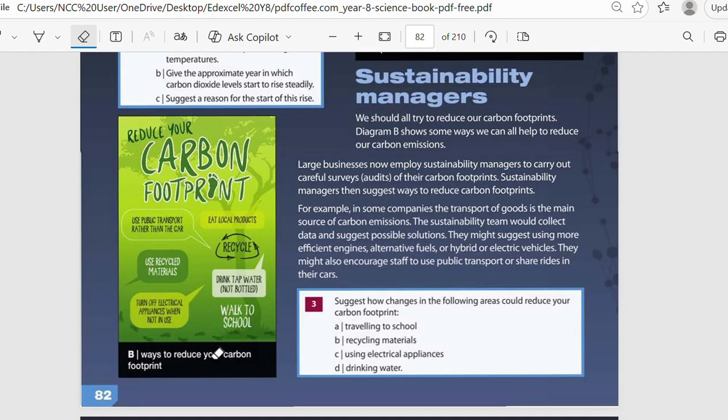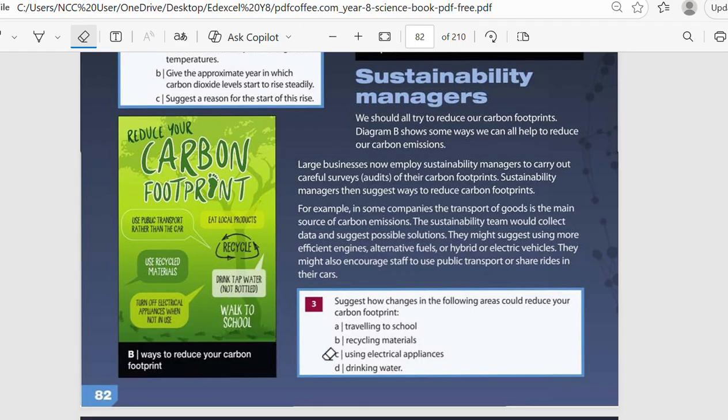Now in this diagram, in this poster, they have mentioned how to reduce your carbon footprint. So what are the things that you can recycle? Use recycled materials. Turn off electrical appliances when not in use. Walk to school. Drink tap water, not bottled. Use public transport rather than the car, and eat local products, what we discussed earlier, right?